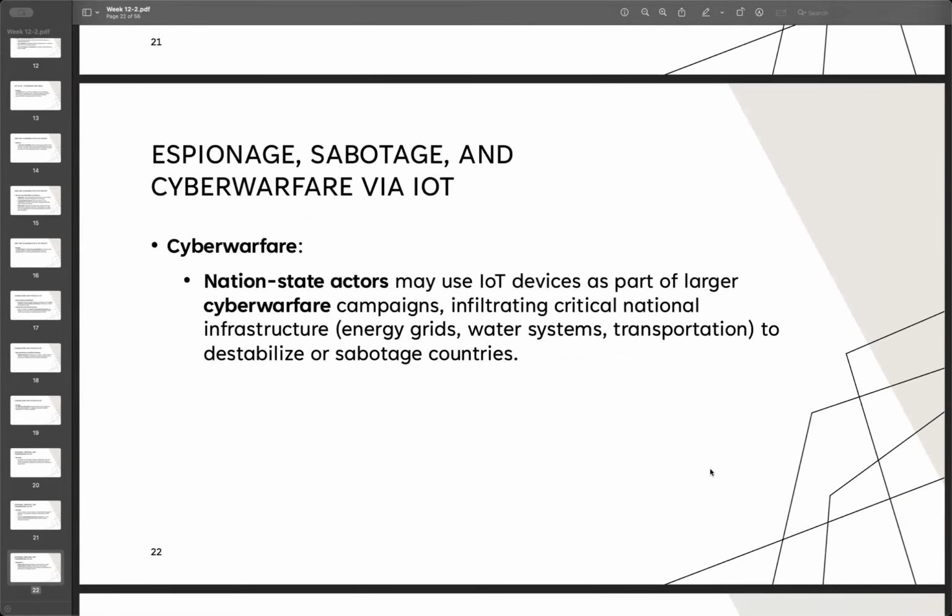And another one is called cyber warfare. This one is more like nation-state actors. Here they can use IoT devices as part of a large warfare, infiltrating critical national infrastructure. This one is more serious, at the country's level. It's really hard to observe by yourself, but maybe in another country, that's what they are targeting.